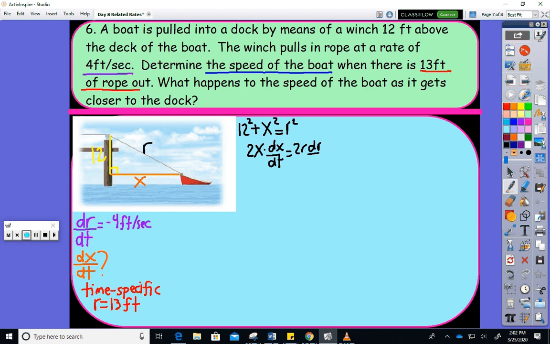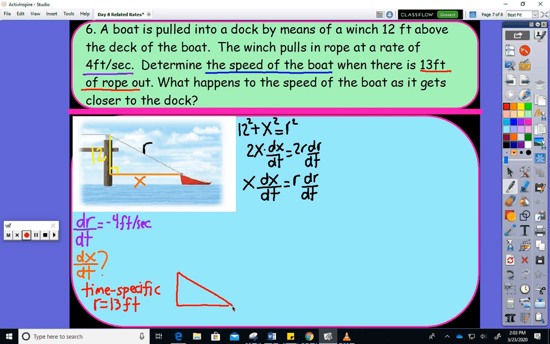And guys, I did not do this in the last problem, but you're allowed to divide the 2 out so your numbers are easier to deal with. So I could go ahead and say x dx/dt equals r dr/dt. I can do that so my numbers stay smaller. All right, so let's plug in what we can. Right now, at that point in time when the rope is 13 feet, let me figure out what's happening with x.